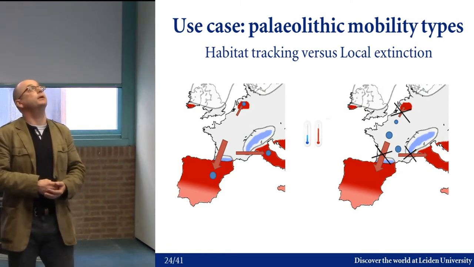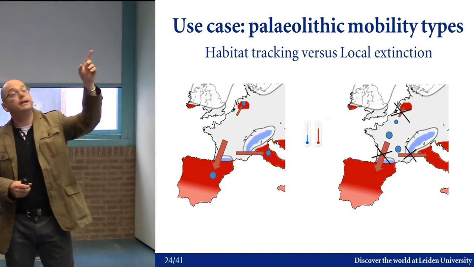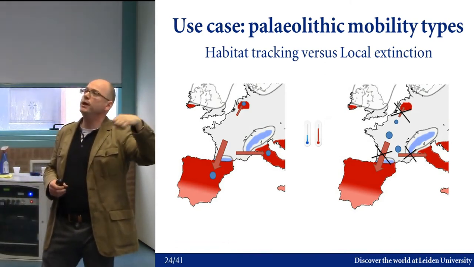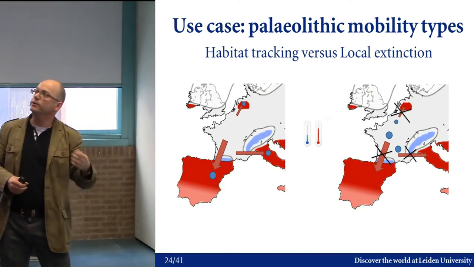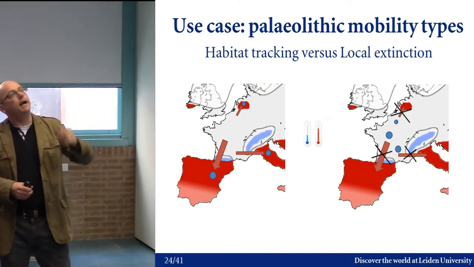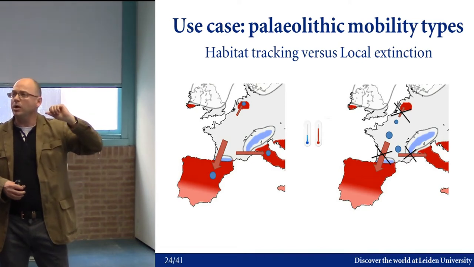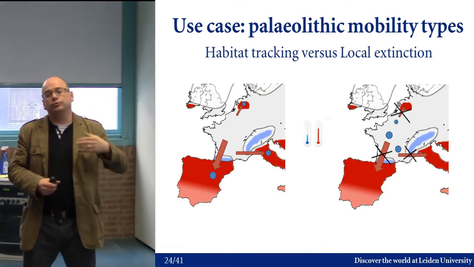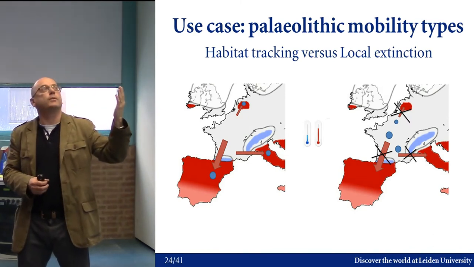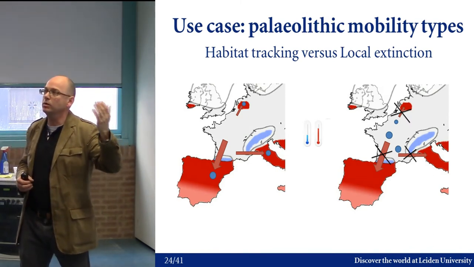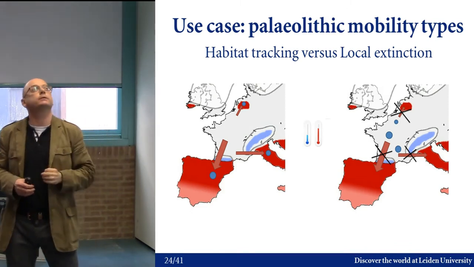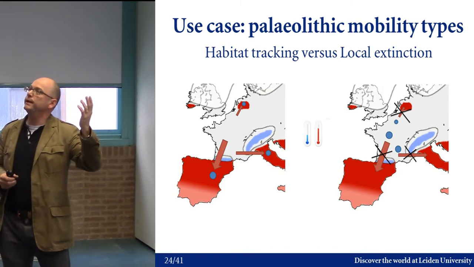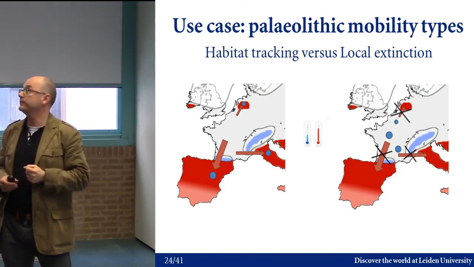Some claim that they are habitat trackers, that is indicated on the left. If it gets colder, they move into these refugia where it's warmer, and they stay there until it gets better and go back. And on the right, you see what they call local extinction, which is not a correct name, but it could better have been called something like staying local, or persistence. The hominins sweat it out. If it gets colder, they stay and they try to survive on what's still there.